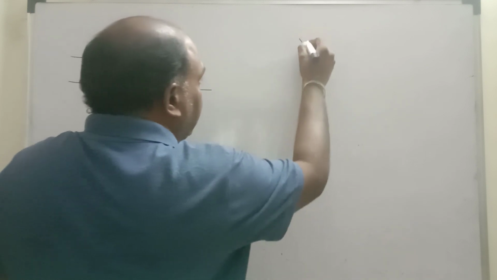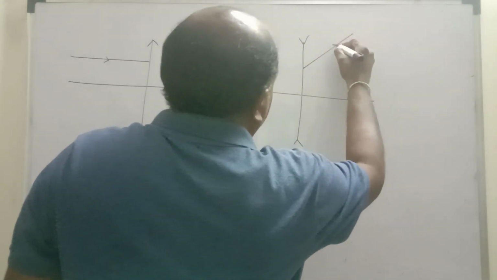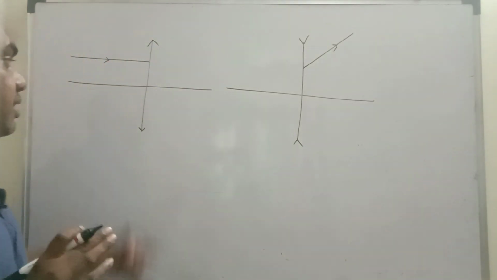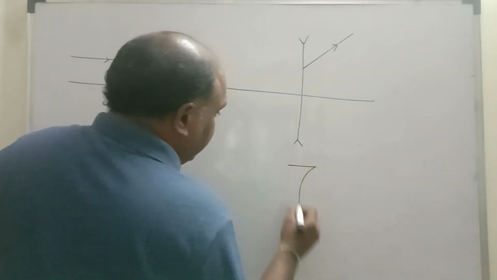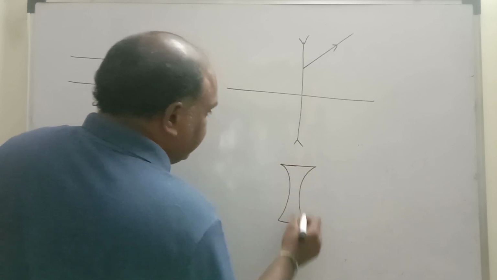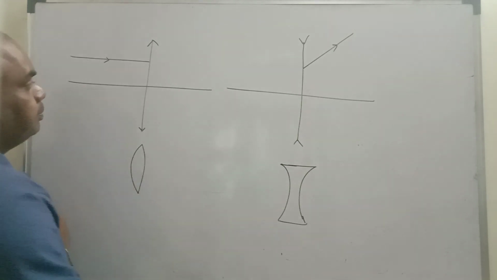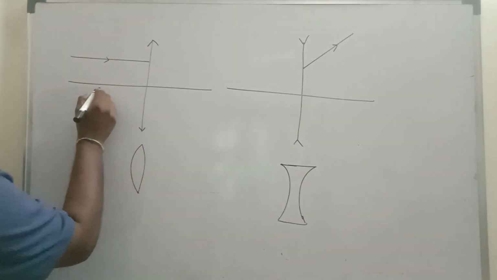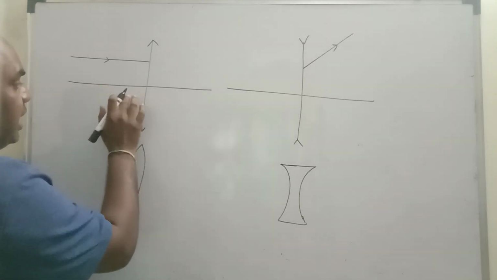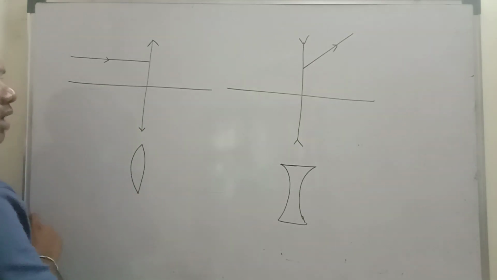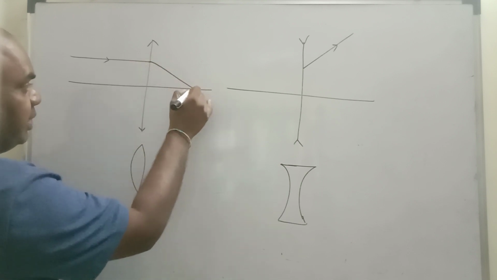This is a diverging lens. Like this it is given, and you have to complete it. This is a converging lens, this is a diverging lens. Diverging lens means thinner in the middle and thicker at the edges. This is the parallel incident ray, this is the principal axis. Is it a converging lens or a diverging lens? Converging lens. A parallel incident ray after refraction converges and meets at the principal focus.